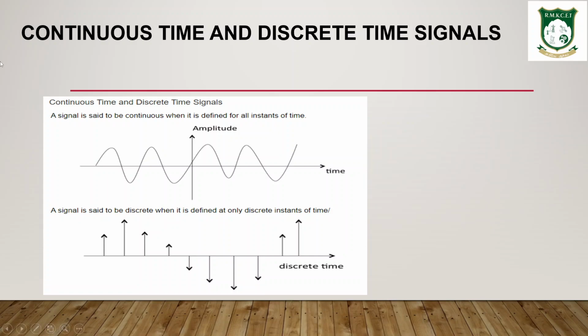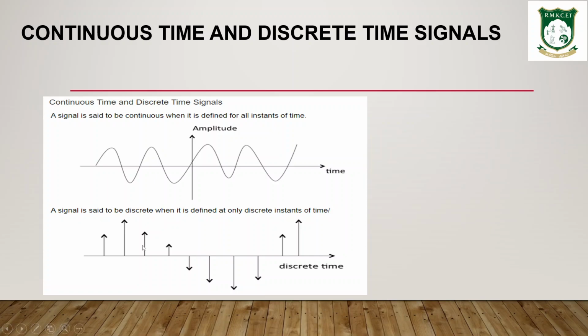At time t equal to 0, we can find the amplitude. At time t equal to 1, we can find the amplitude. Similarly, at time 0.1, we can find out the amplitude. 0.001, pinpointing each and every instant of time, whatever the time may be. It may be 0.0001. We can have the value for a continuous time signal.